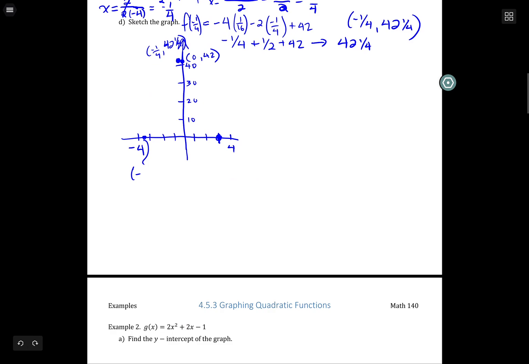-3.5, yeah, -7/2, 0. Okay, so I like to start from my vertex just because it kind of reminds me that I'm curving down from there. So it shouldn't have a point at the vertex. It should kind of round down and then cross that axis, and it just keeps getting steeper as you go. And then this side should be a perfect mirror image.